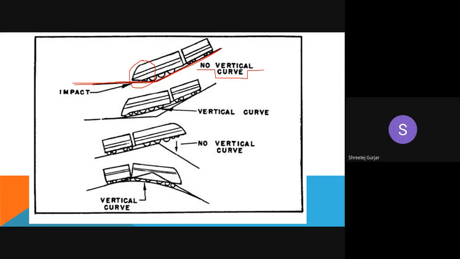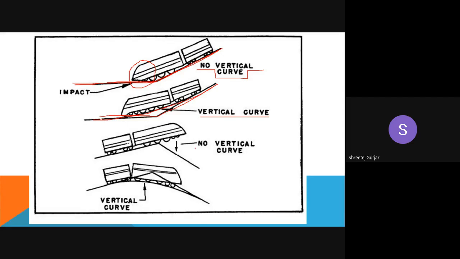So to avoid that, we provide a vertical curve in this fashion. You can see a vertical curve is provided in the railway track so that your train can easily change between the level road and the falling gradient. Between these two, we provide a vertical curve so that you can transition smoothly from a downward gradient to a level road, or whatever the case may be.